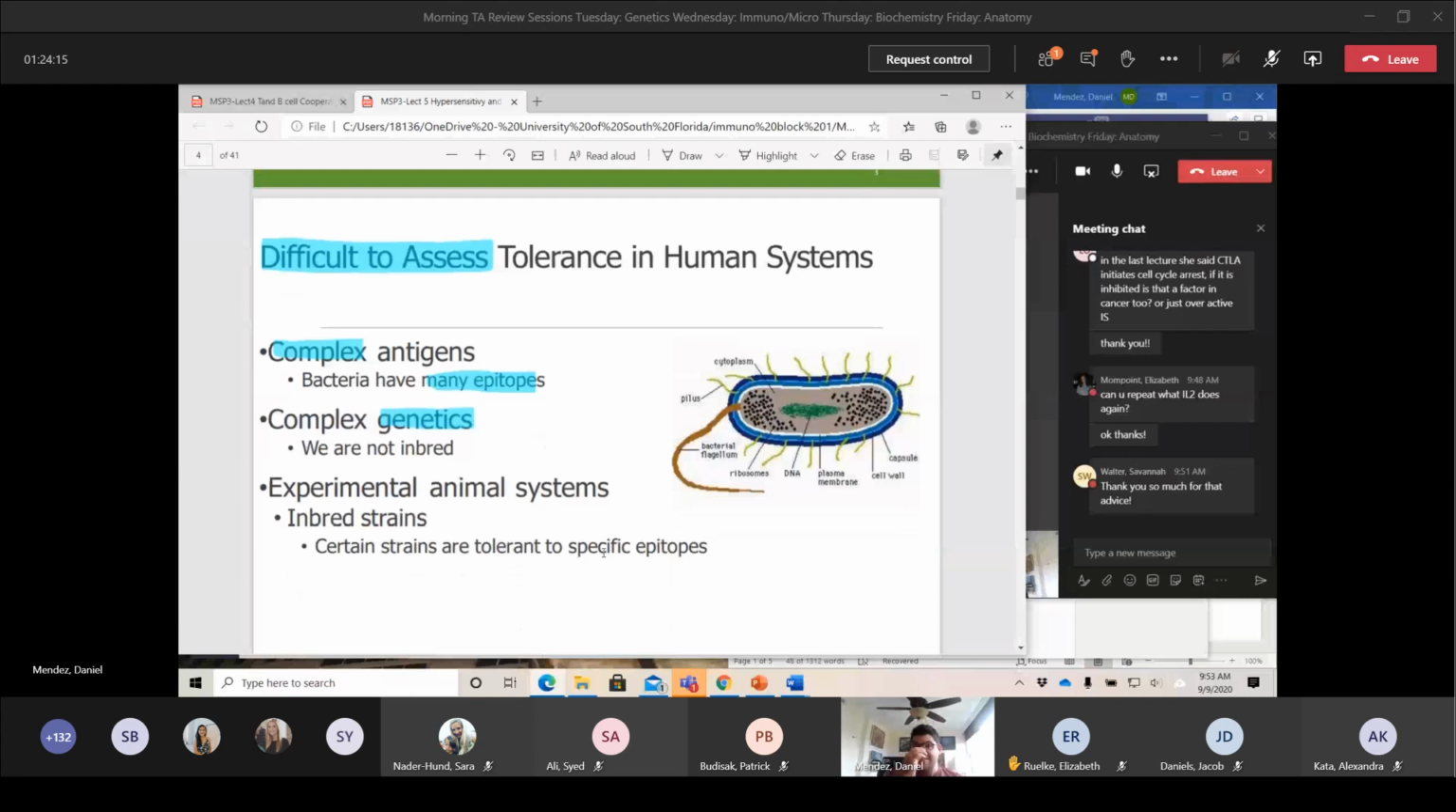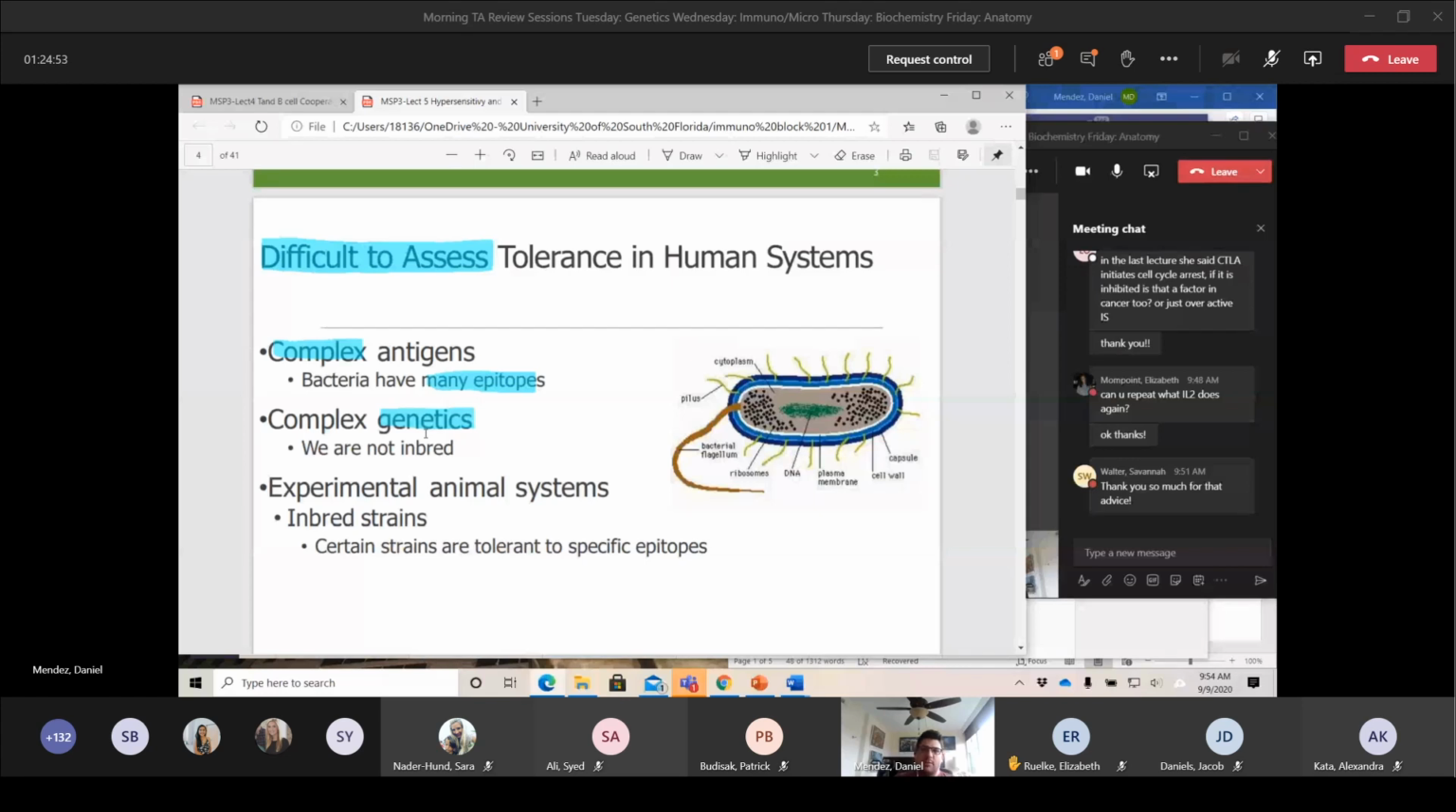It is difficult to assess the tolerance in the human system. Microbes have way too many complex antigens. So they have all these different epitopes, all the different molecular variations on the outside of their cell membrane or cell wall. And then also there's a lot of complex genetics involved. So between what you get from your mother and your father to create your different immune response, remember that chromosome 6 is the HLA master chromosome for that, and only a small portion of that chromosome is what codes for the MHC. So we only have a certain amount of variation.